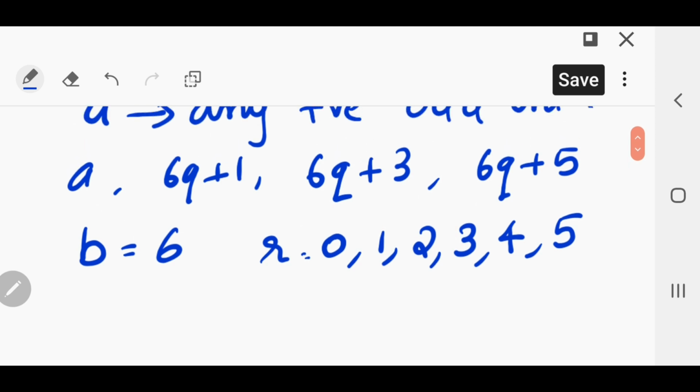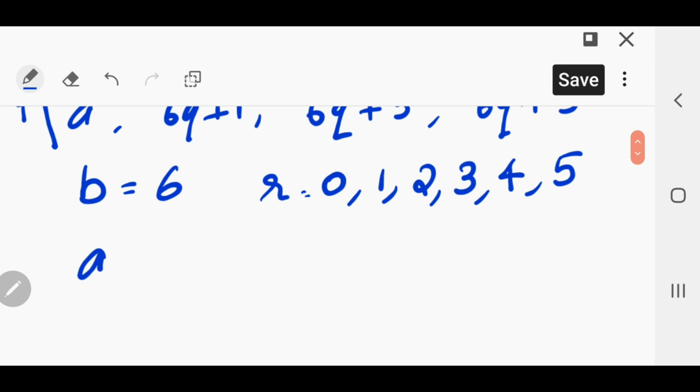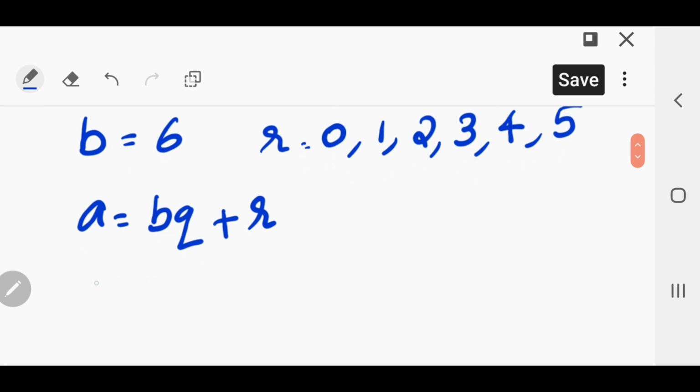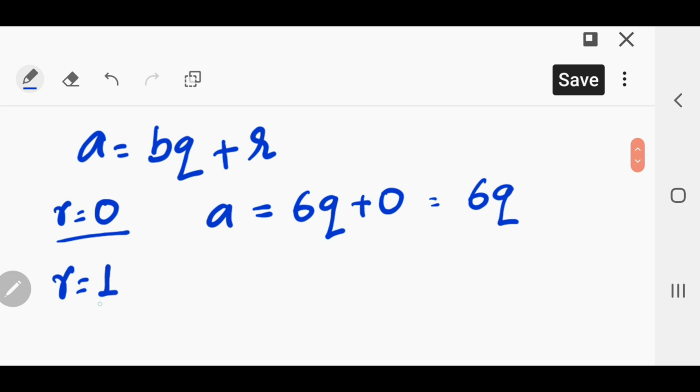Now what are the possible a? According to Euclid division lemma, a is equal to bq plus r, so b is our 6. First let r be equal to 0. If r is equal to 0, a is equal to bq plus r, b is 6, so 6q plus 0, that means 6q. So in the first case we got a is equal to 6q. In the second case, r is equal to 1, so a is equal to 6q plus 1.